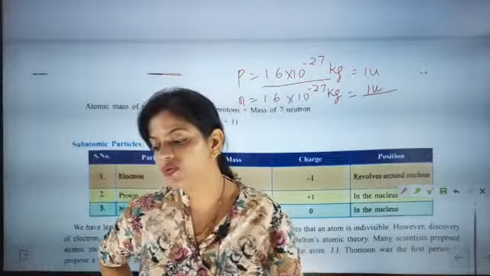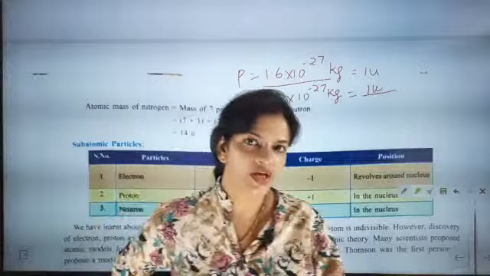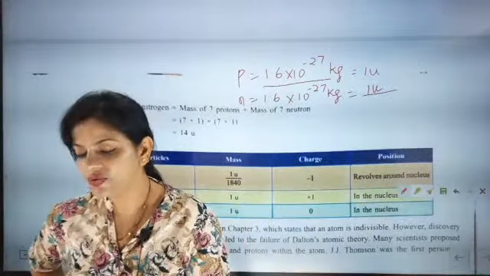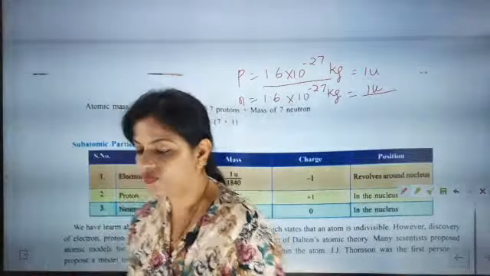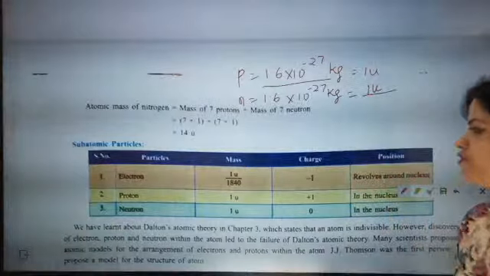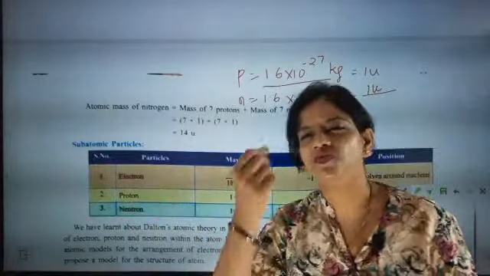So in unit wise, we have taken that same. I hope we have understood this point. We are going to see here that electron mass is very less.